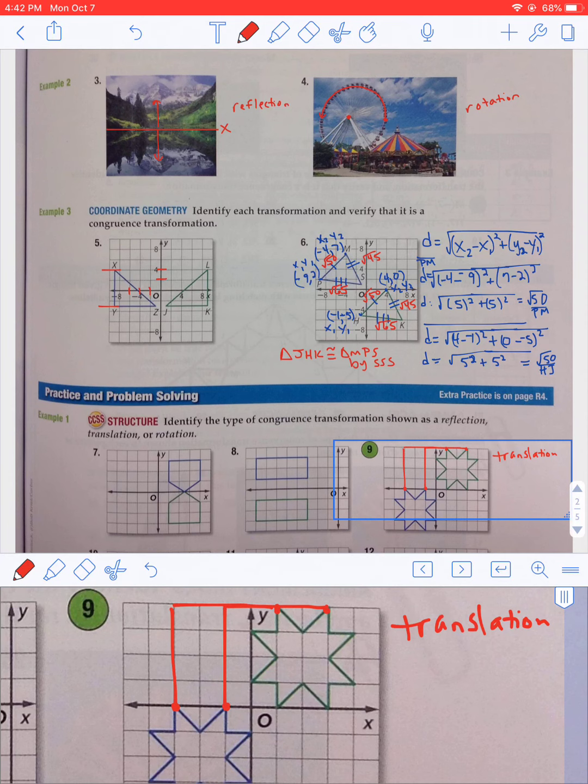And I'll kind of clean this up, and you can clearly see when I said up 4, see it went up 4 and over 4 to get to that point.